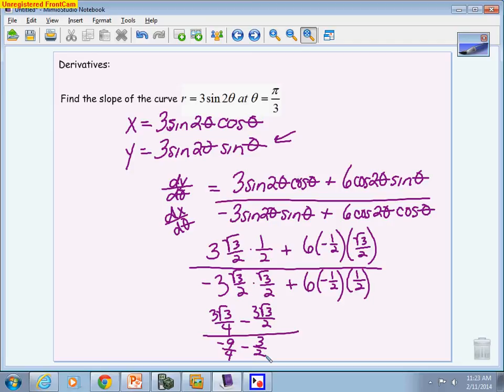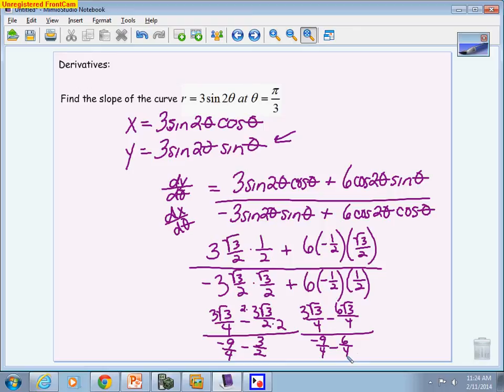At this point, if you want, you could clear fractions. If you want to just kind of work with the top and work with the bottom, that's fine too. That's what I'm going to do. I'm going to multiply this one by 2 over 2 just to get a common denominator. So I have 3 radical 3 over 4 minus 6 radical 3 over 4. And on the bottom, if I get everything in fourths, I'm going to have negative 9 fourths minus 6 fourths.